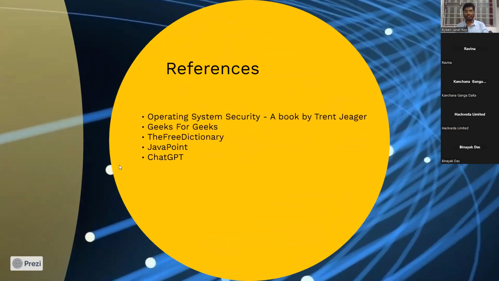And these are the references which I used for creating this presentation. I referred to these websites, as well as a book, to learn about these concepts. I used Operating System Security, a book by Trent Jaeger, which I downloaded from the internet, and GeeksforGeeks, the Free Dictionary, JavaTpoint, and ChatGPT. ChatGPT helped me the most for deep learning about these algorithms and so on.